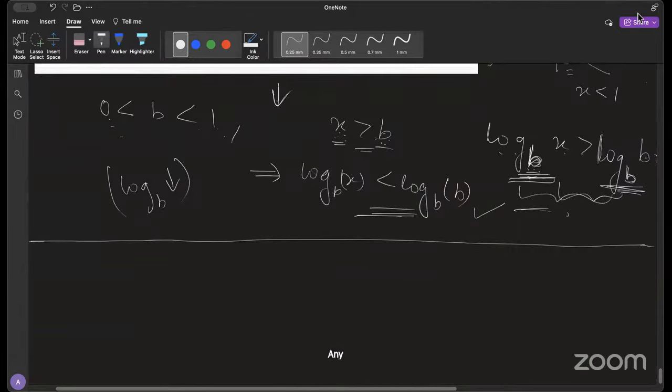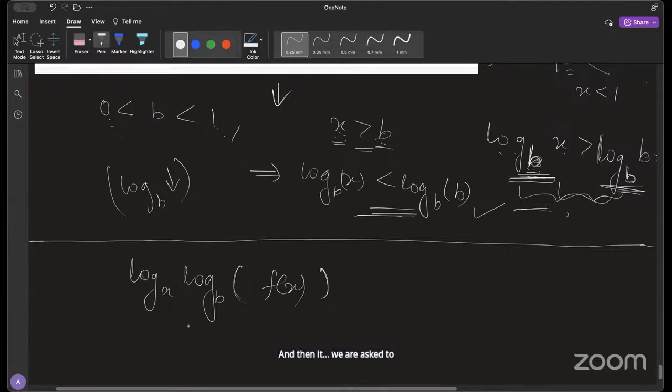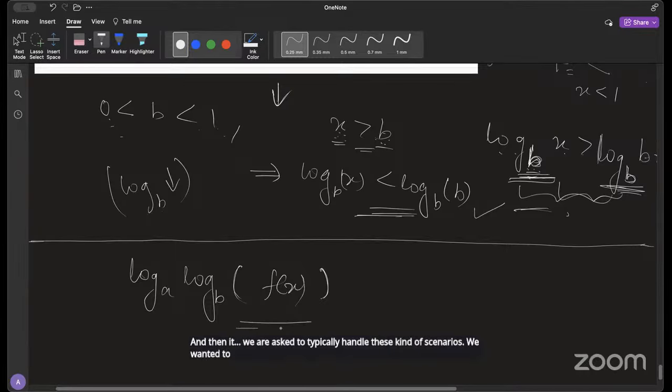Any other thing? Any other question? Typically, how do you handle this log of log, 3 times log, these things that come? Can you please help? How do you typically handle these log of log scenarios? Depends on the question. If you have different bases, is there any technique or guidance? Then there is a function here, and we are asked to handle these kinds of scenarios. I wanted to know what the guidelines are for handling this.